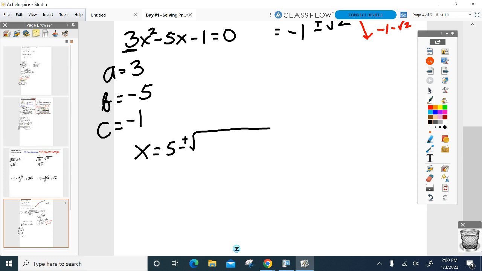Next up. You ready? Underneath the radical: b squared. Put it in parentheses underneath the radical. -5 squared minus 4. A value is 3 in parentheses. C value is -1 in parentheses. Anything that gets put in underneath the radical, put it in parentheses. And on the bottom, what do you got? 2 times 3. All right. Find me that number underneath the radical, please.